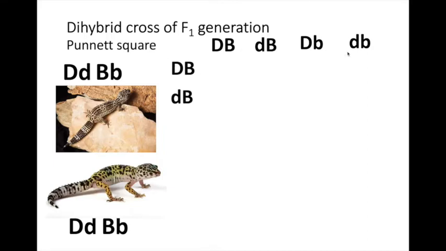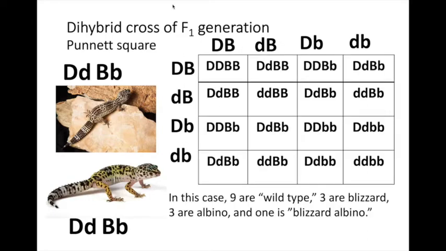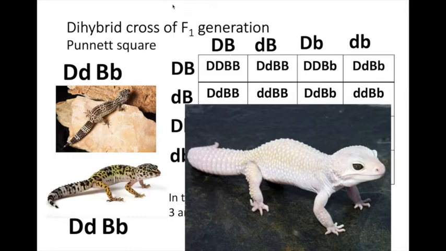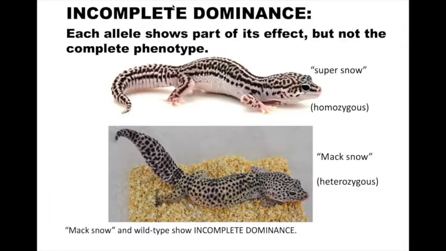And the mother, since she's also heterozygous for these characteristics, she would have the exact same combinations of chromosomes that she can pass on to her offspring. I get my 9 wild type, I get my 3 blizzard, I get my 3 albino, and I get my 1 blizzard albino. There it is. Finally, it all's working together.